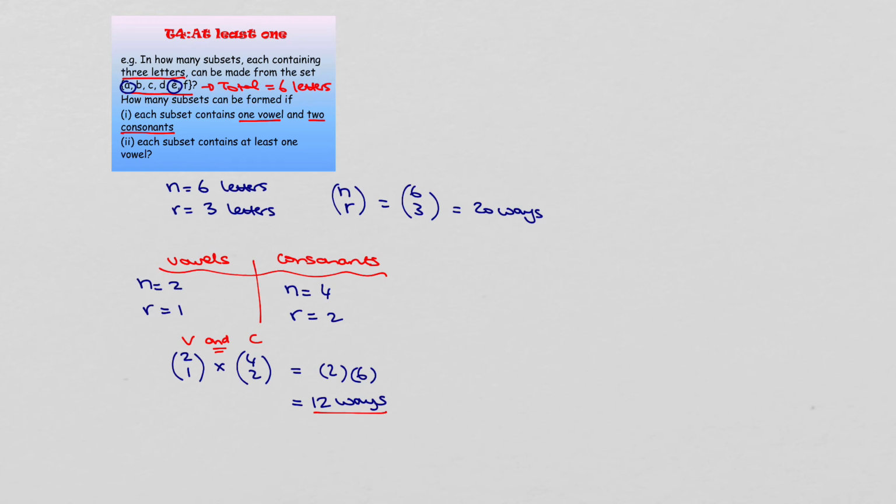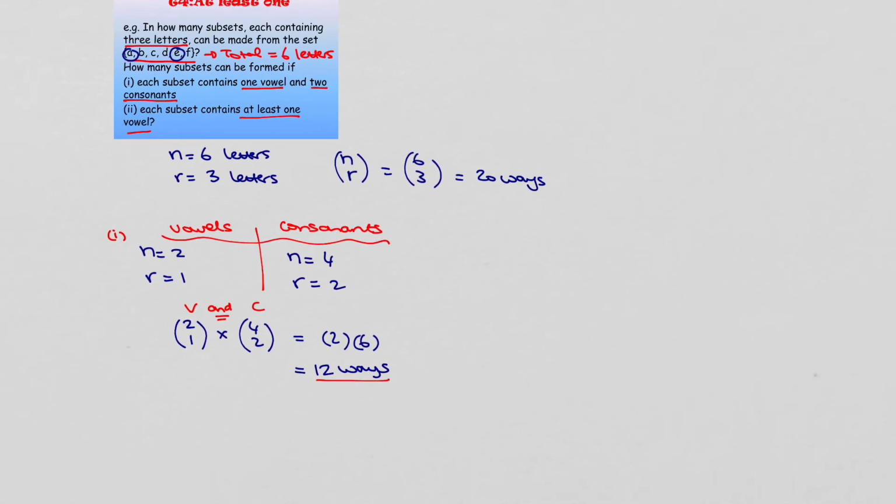So the next one says, well, how many subsets can be formed if each subset contains at least 1 vowel? So there's 2 ways in looking at this. You can get at least 1.